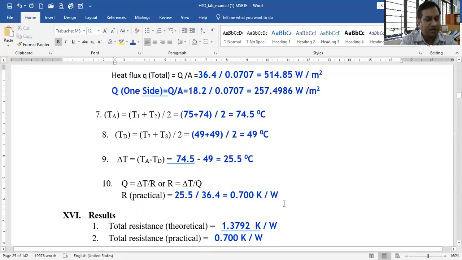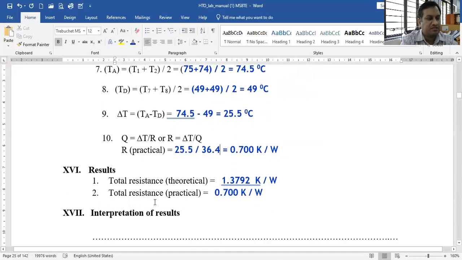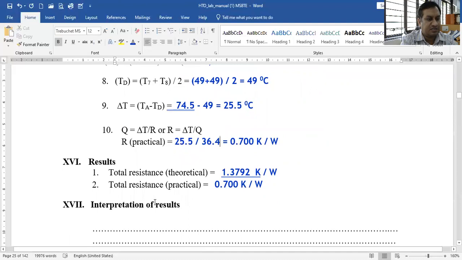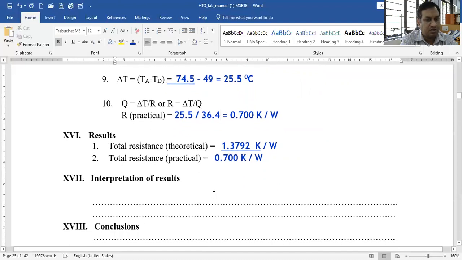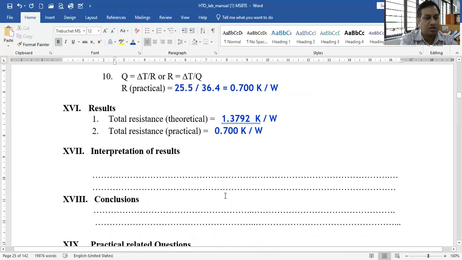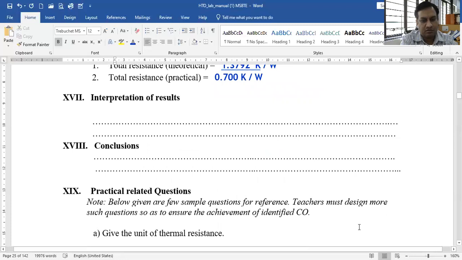Now we have calculated the total thermal resistance theoretically and practically. So we have to write these results, that is total resistance theoretical and total resistance practical. There is a difference between the theoretical and practical values. Why this difference is there should be noted down in the interpretation of the result, and on the basis of that we have to conclude this practical. Okay, thank you.